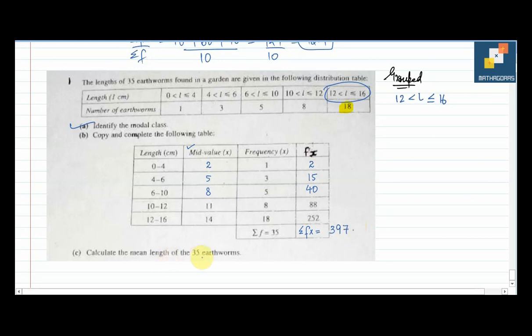Calculate the mean length of the 35 earthworms. So the mean is now very easy to find because we have all the unknown parameters. So summation of fx is 397 divided by summation f, which is 35. So 397 divided by 35 is 11.34. That is the value of your mean of grouped data.